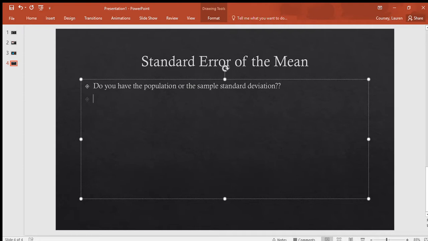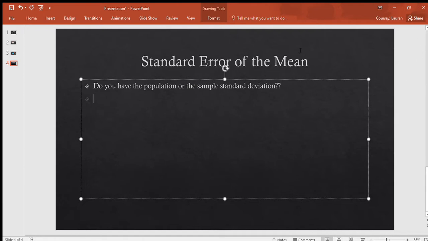So the first thing that we have to ask is, do you have the population standard deviation? Are you given the population standard deviation? Or instead, are you calculating the standard deviation from the sample, right? Are you using the sample to estimate the standard deviation? Now, in practice, it's not very likely or typical that we would know the standard deviation of the population, but we're using this more as a stepping stone to help you better understand the calculations.